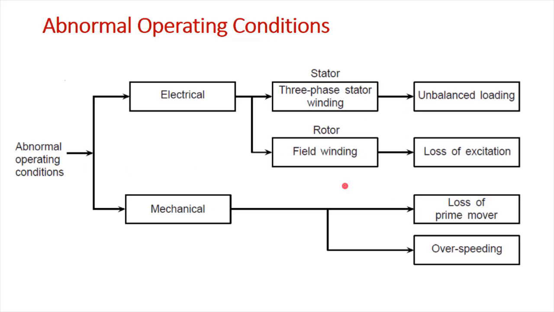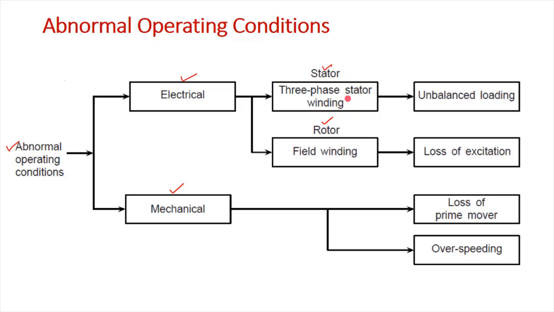So that causes problems to the rotor, in fact to the generator. So let us see what the abnormal operating conditions are. Already we have seen this in the last lecture. There are two major abnormal conditions: electrical and mechanical. The electrical abnormal conditions happen in the stator circuit and in the rotor circuit.